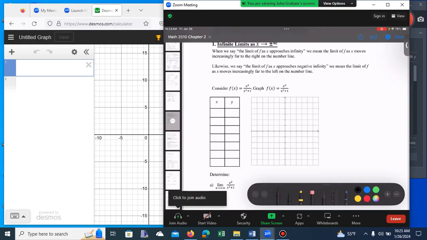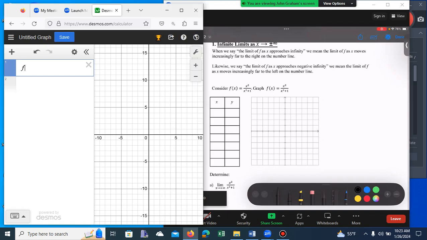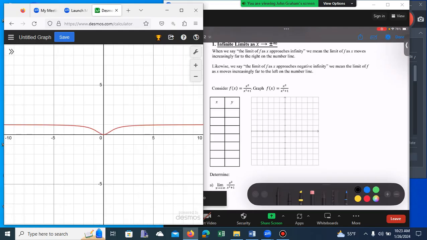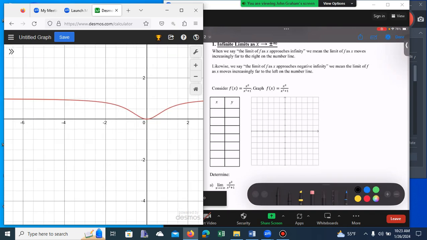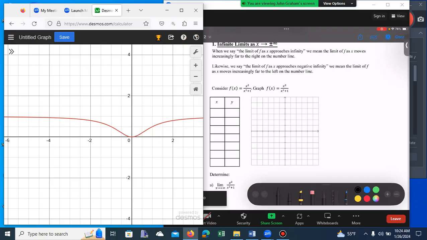So let's look at the function x squared divided by x squared plus 1. And let's graph it. I'm going to graph in Desmos. So f of x equals x squared divided by x squared plus 1. Okay. And we see we have a graph that looks like this. Looks kind of like a bird. Comes down as we go towards 0, comes down to this hill in a sense. So just a dip right at 0.